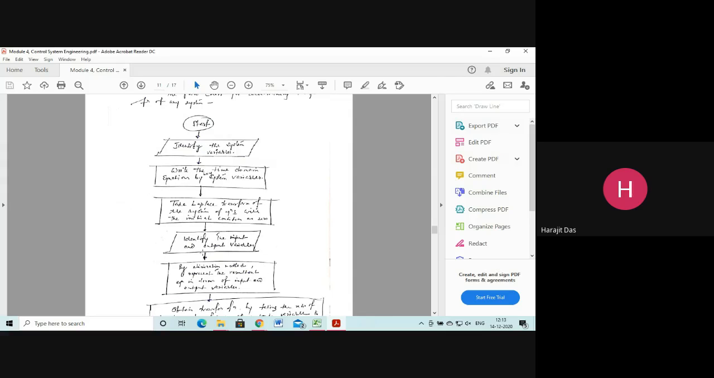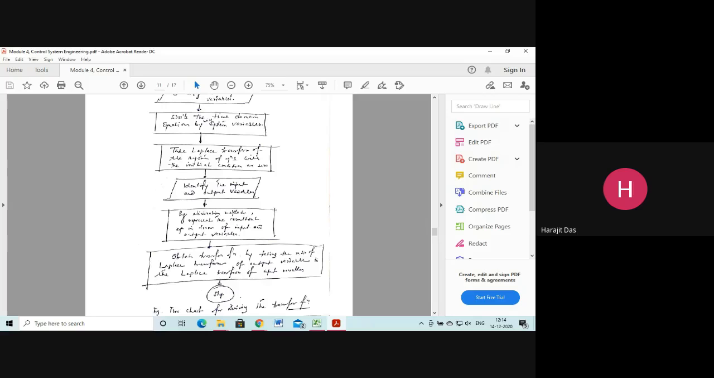So identify the new input and output variable. Now you need to identify those input and output variables with respect to this Laplace transform, in domain S. So by elimination method, represent the resultant equation in terms of input and output variables. Some equations will be there, so it will be a resultant equation, and that resultant equation can be represented by these input and output variables.